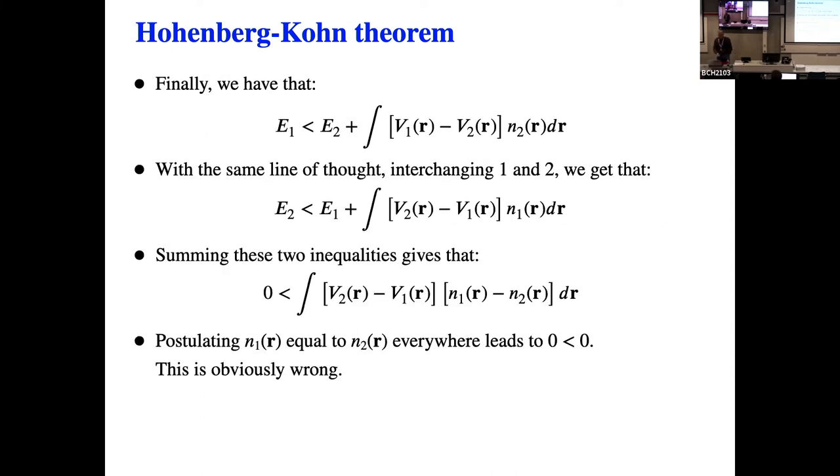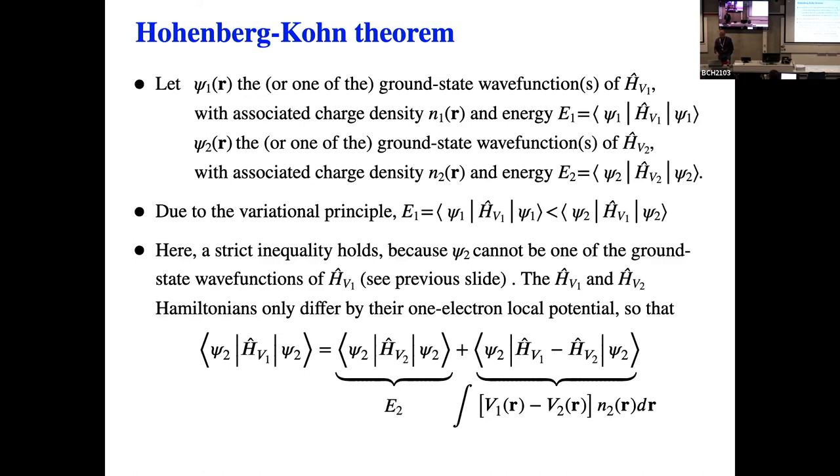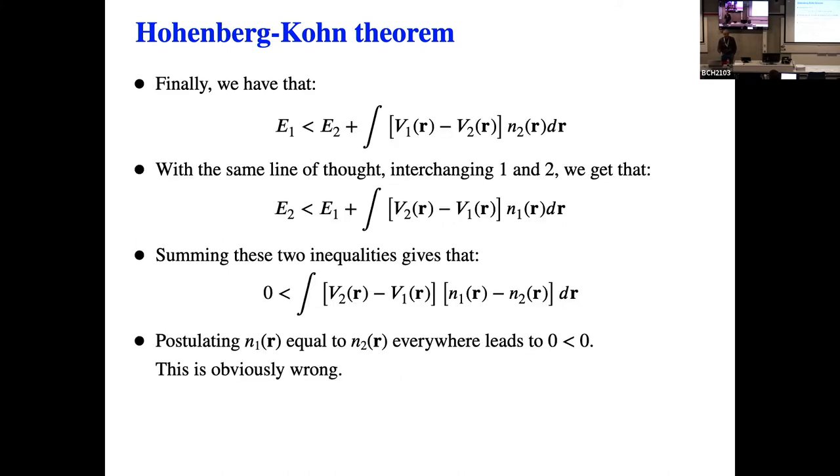So this equation gives E1 is smaller than E2 plus this difference here. And if I had done the same thing, but using the variational principle, not for V1, but for V2, I could have written the exact same equation, swapping 2 and 1. So E1 becomes E2, E2 becomes E1, the 2 becomes 1, the 2 becomes 1, and the 2 becomes 1. And basically, this is what I would have gotten.